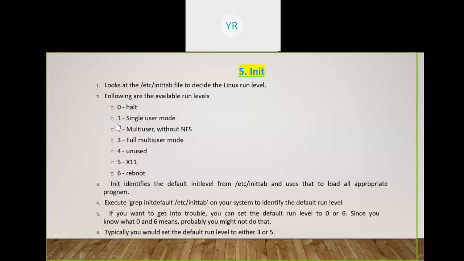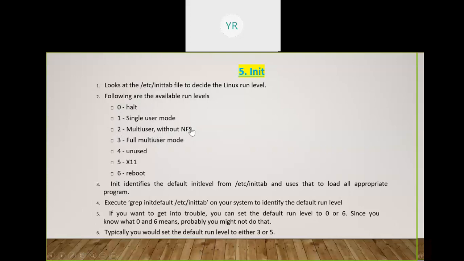Next, run level 1 is single user mode. If you enter run level 1, it will allow only one user, and in single user mode that is obviously root. To recover or rescue the OS, we generally go into this single user mode, that is run level 1. Run level 2 is multi-user mode, but without NFS.